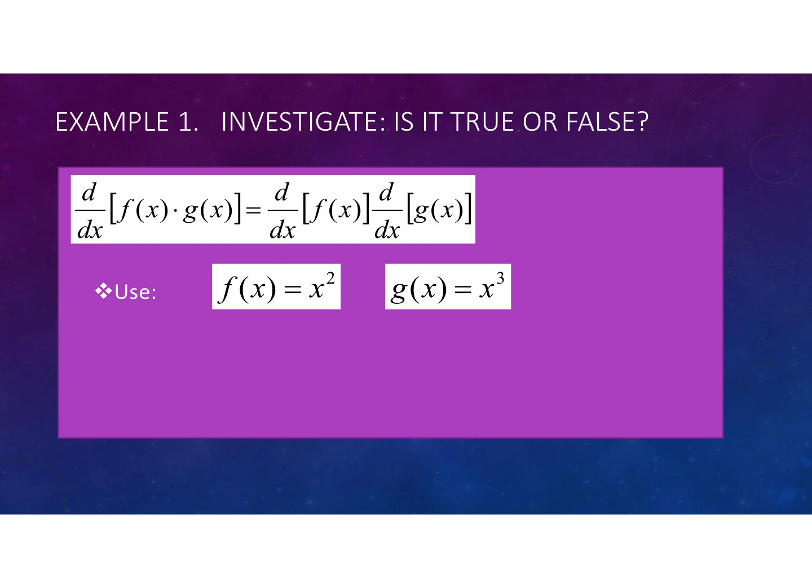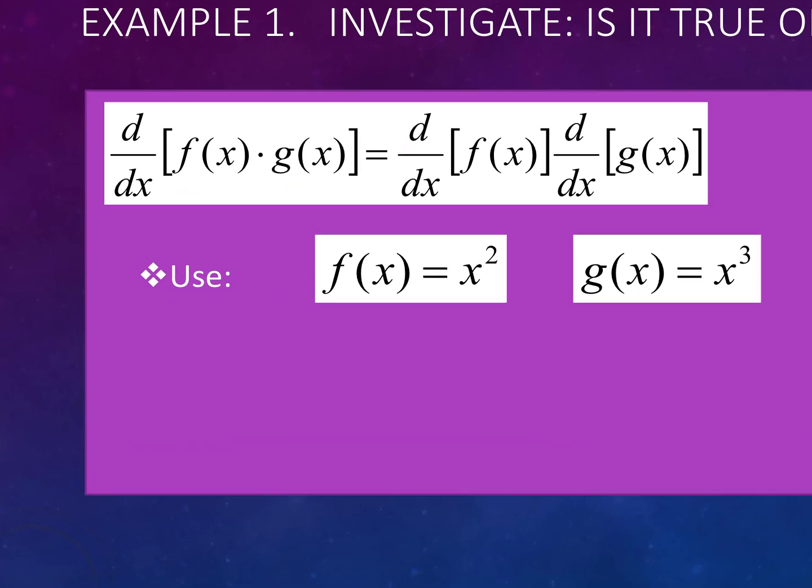So in example 1, it says, is it true or false that we can take the derivative of f times g and get the same answer as the derivative of f times the derivative of g? Well, let's find out if it gives us the same thing. So first, let's find the derivative of f times g. So it gives us f and g. So when we multiply these two together, what do we get?